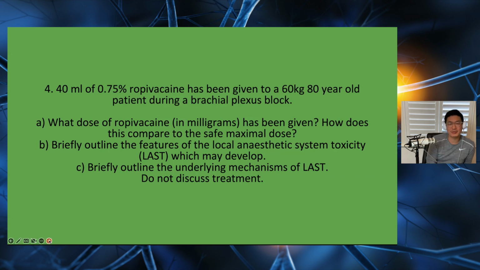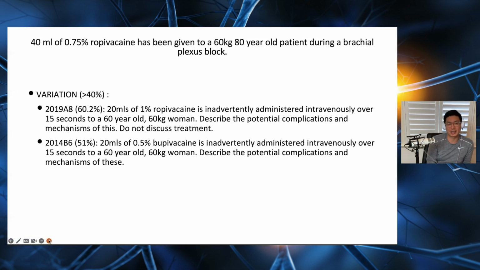Quite a bit. So if you go to the next slide, it's a variation question. And the previous variation questions have had very high pass rates. So the last one was 2019 A8. And instead of 40 mils of 0.75, you got 20 mils of 1% ropivacaine inadvertently administered intravenously over 15 seconds to a 60-year-old, 60-kilogram woman. Describe the potential complications and mechanisms of this. Do not discuss treatment. Again, the previous variations didn't specifically ask about local anesthetic systemic toxicity, whereas this one specifically identified that as one of the main concepts you had to discuss.